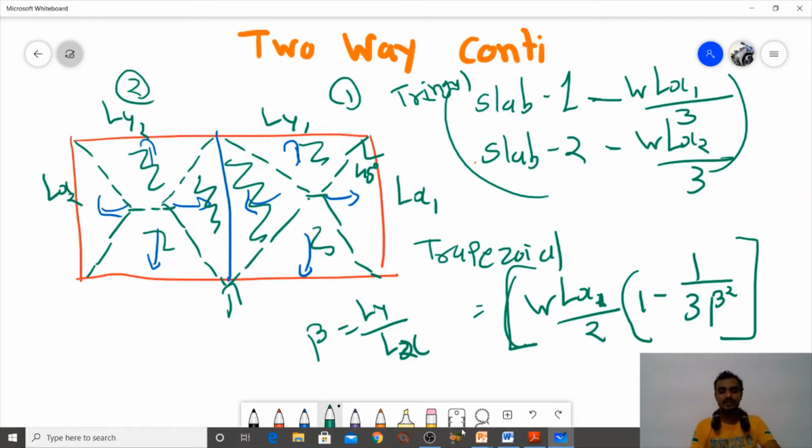These are the load transfer mechanisms. I hope you understand very well the load transfer from the one-way continuous slab and two-way continuous slab to the beam. Simply remember the equations, you can find them out easily.